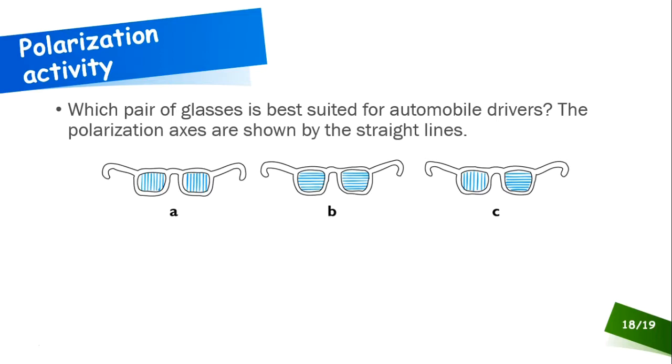So these are the lines that show what light is going to come through the filter there. The first pair that you see there, pair A, is going to let in light that's vibrating along a vertical plane. B is going to let in light that's vibrating along a horizontal plane. And then C, you've got one lens of each. So which of these lenses do you think is best suited for automobile drivers? This is the point where I want you to actually make a selection. Go ahead and make your pick.